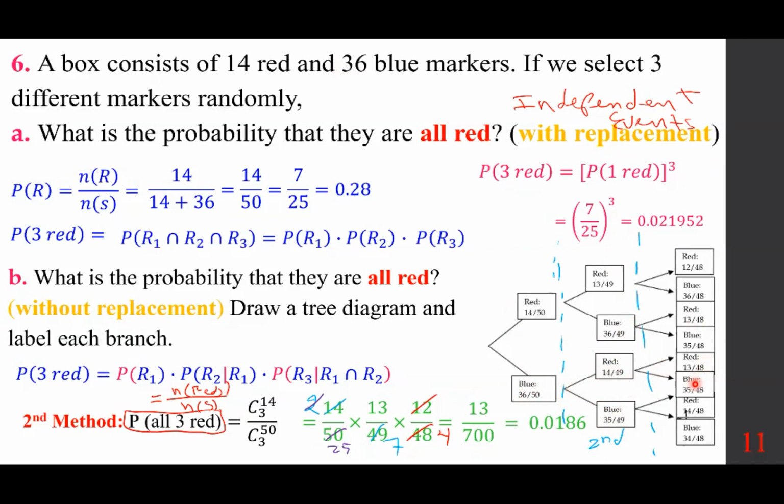When we go to the next stage, the third one, first and foremost, all of them have the denominator 48. Then if you look at the top branch, we had 14 red, then 13, now 1 more is gone, so 12. But the blue, all of them are intact, 36, and the rest of them follow.